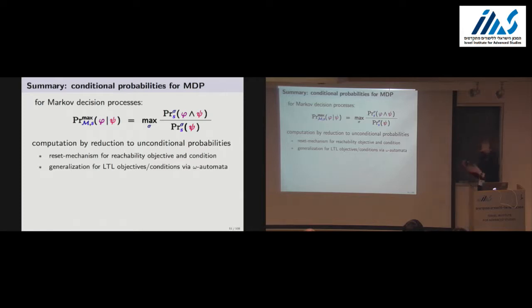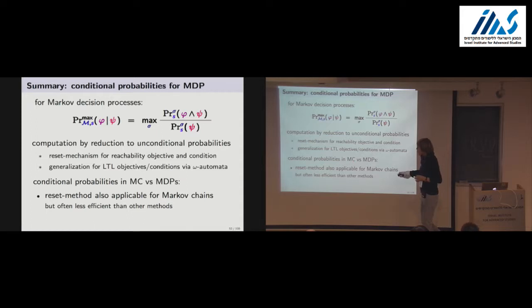Now, this was the case where both the objective and the condition are reachability constraints, but this is what we call the reset mechanism or reset method. You can lift it to arbitrary LTL objectives and conditions using deterministic automata for both phi and psi. And in the end, to answer your question that you did not yet ask, what about PCTL star model checking with conditional probabilities, the same complexity theoretic results as it is known for the unconditional case.